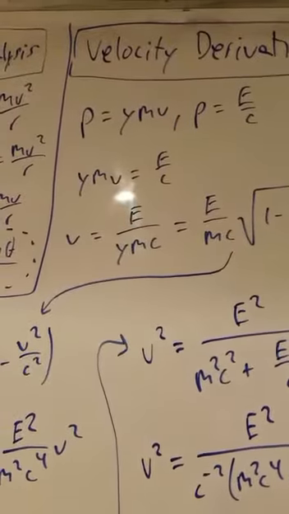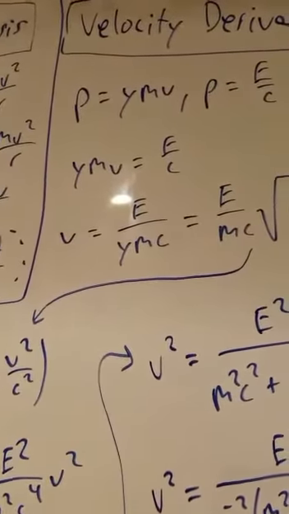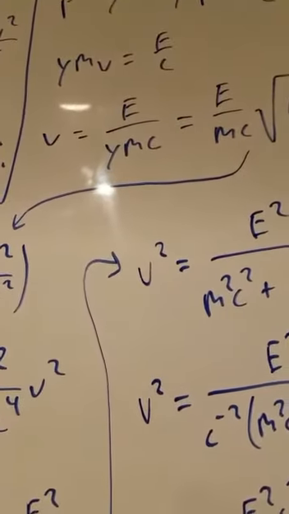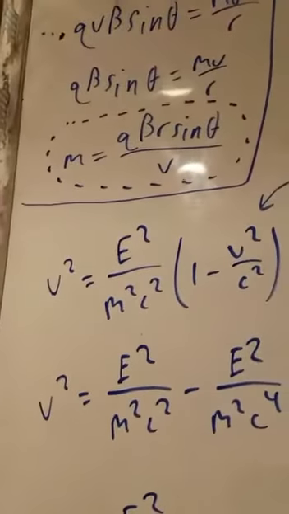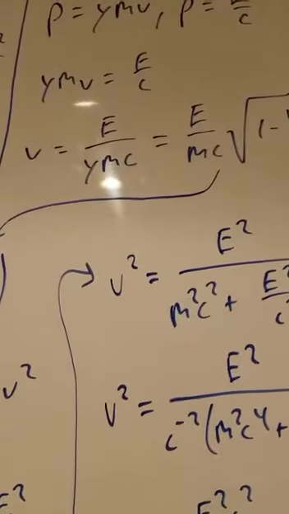So basically we're just doing algebra again. We're setting these two momentums equal to each other, so gamma m v equals E over c. And then solving for the velocity, because once again, we just want the velocity to ultimately plug it back into that equation, right? So we get E over gamma m c.